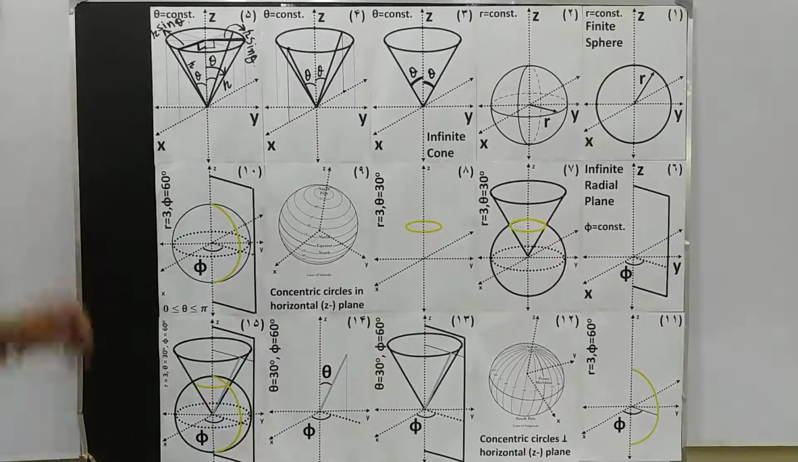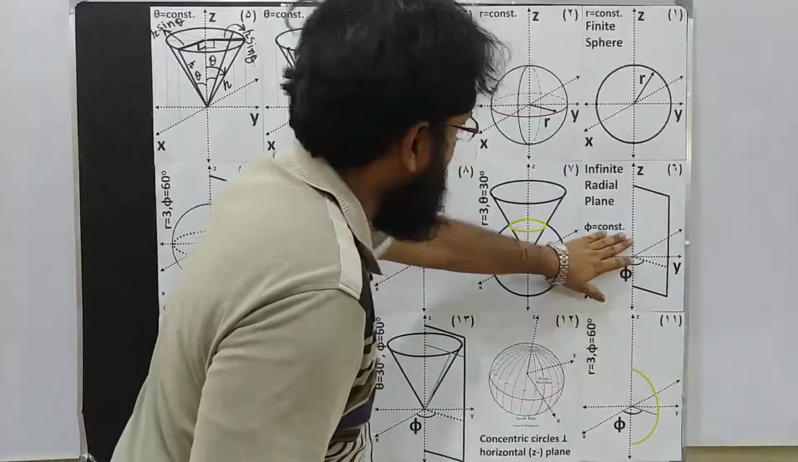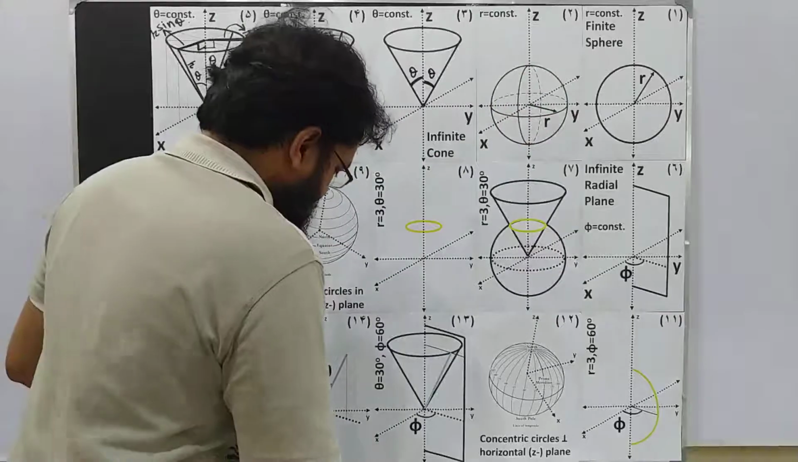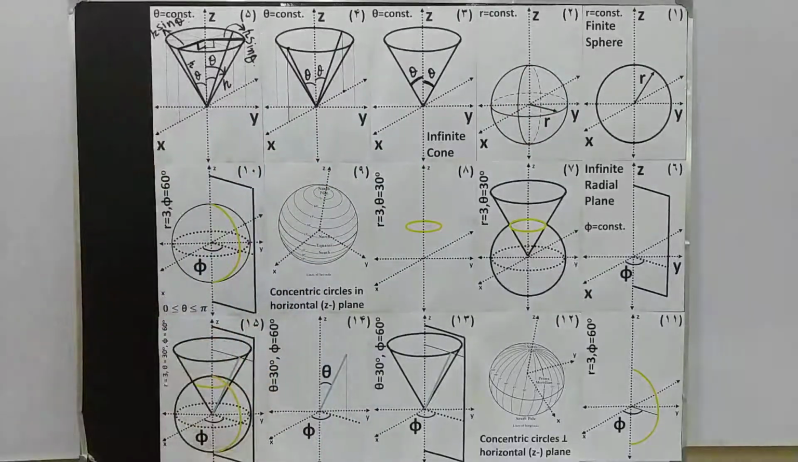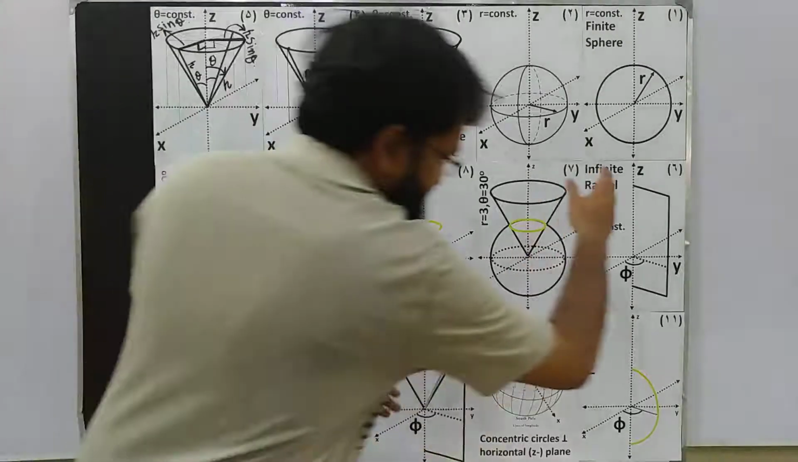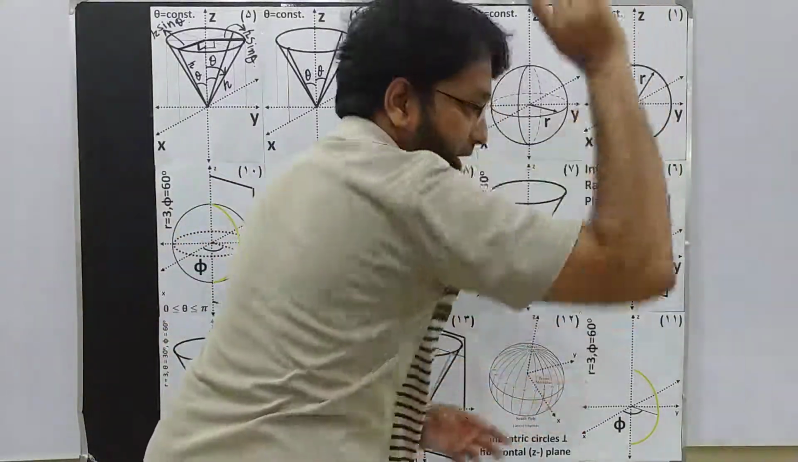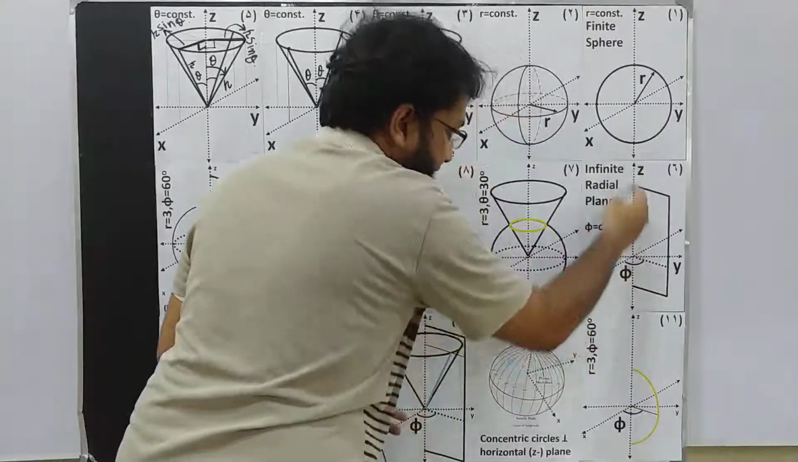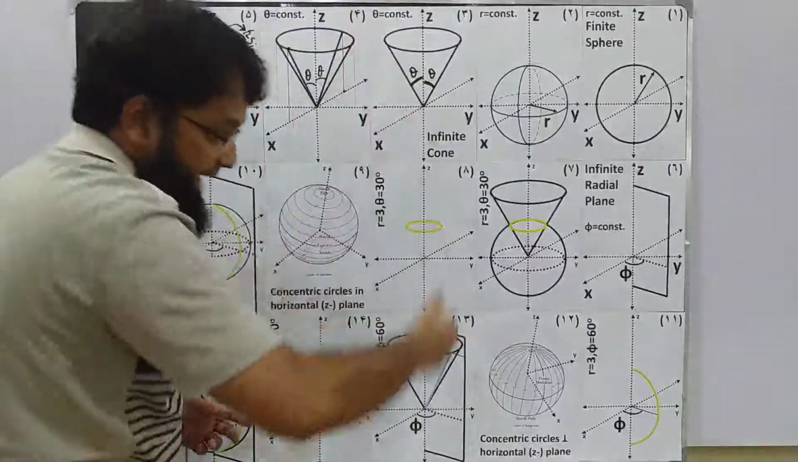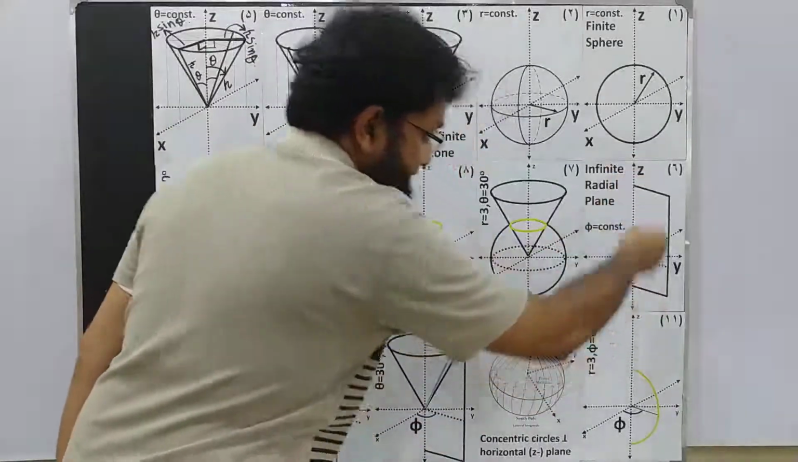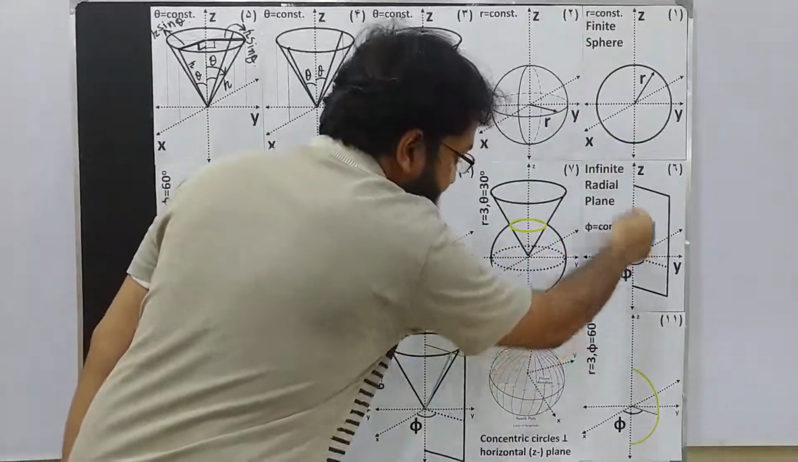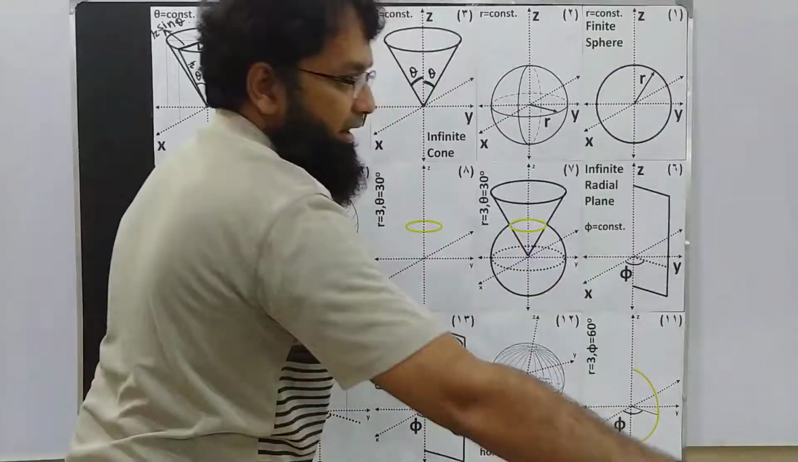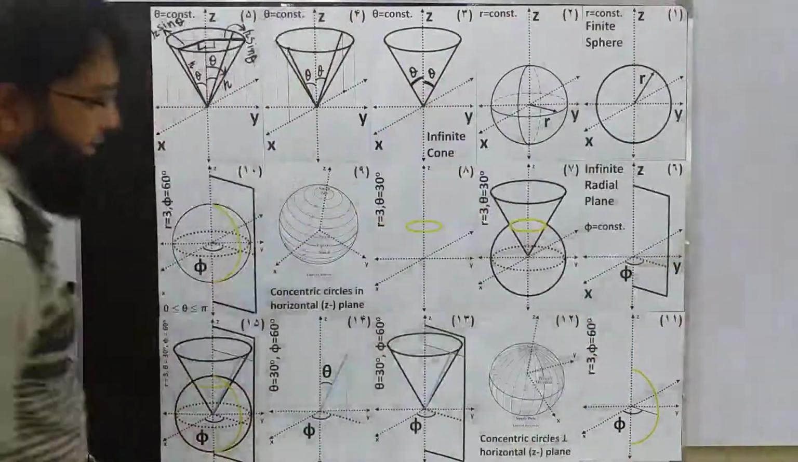I hope that's clear. All right, and phi equals constant, because we defined phi in the same way as we did before. So that would be a radial plane of infinite width and infinite height. But always remember, it starts from the z axis; it has got a hinge at the z axis. It is like a door which starts from the z axis and then goes on to infinity.